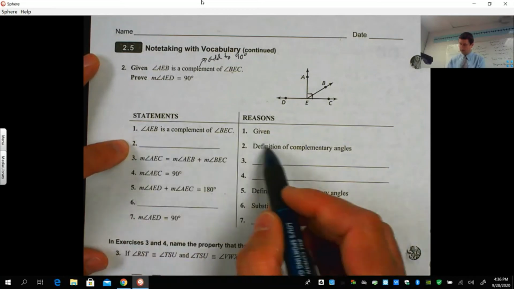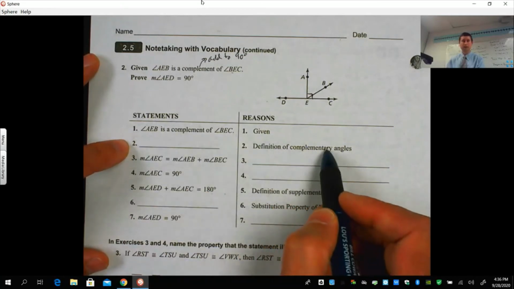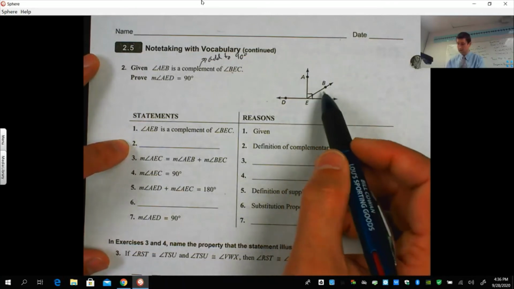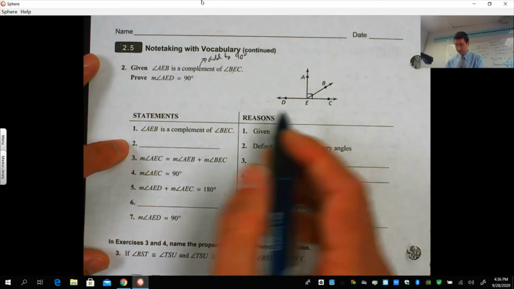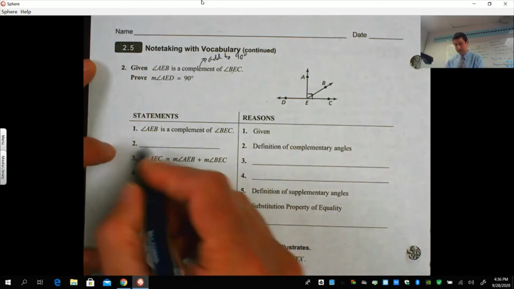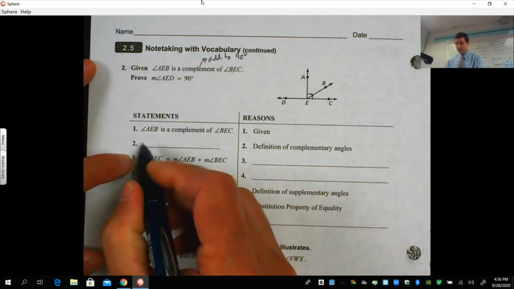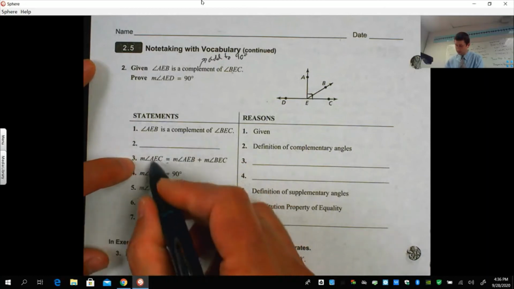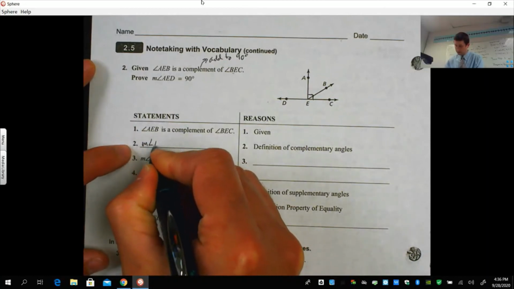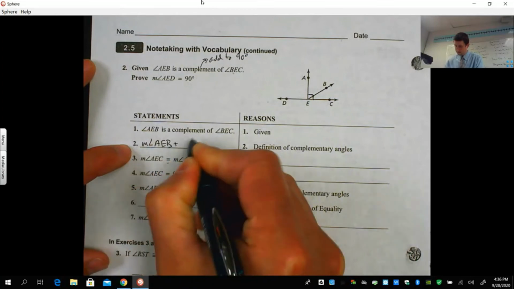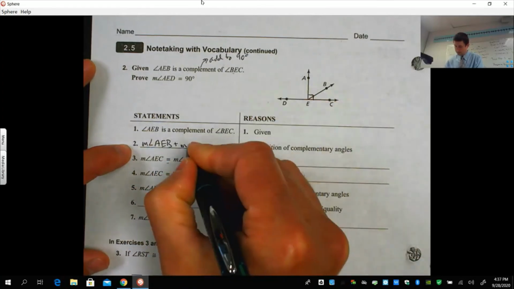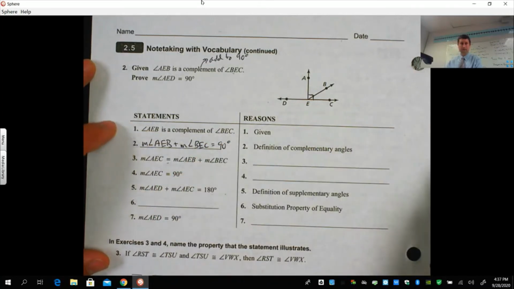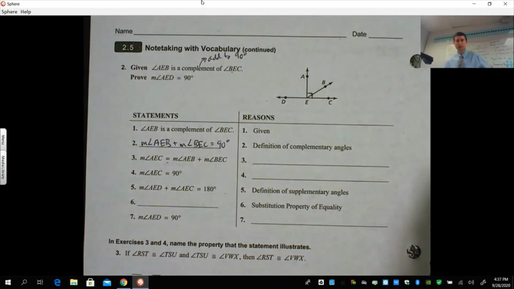So 2, this says definition of complementary angles. Well, the definition, if you don't know it, look it up. But it means two angles add up to 90 degrees. Their measures do. Okay, notice this is a measurement. Measurement is a number. Numbers are equal. If I just say angle AEC, I'm talking about an object. That would be congruent. So since we're dealing with measures here, I'm going to say the measure of angle AEB plus the measure of angle BEC has to equal 90 degrees. That's the definition of complementary angles.